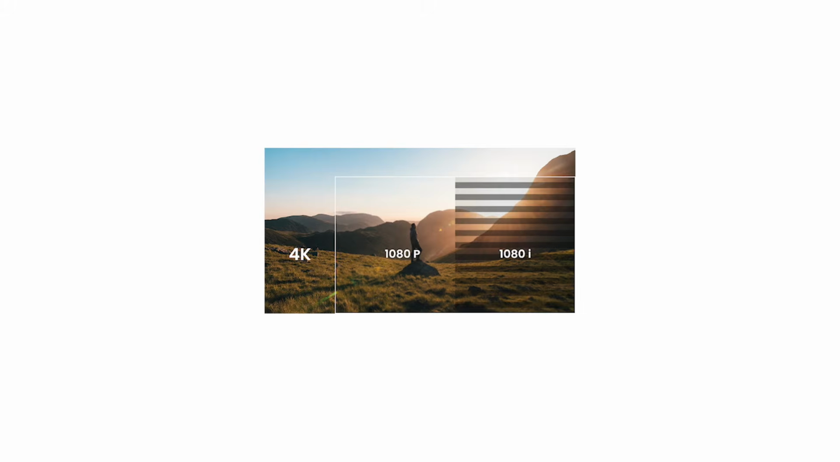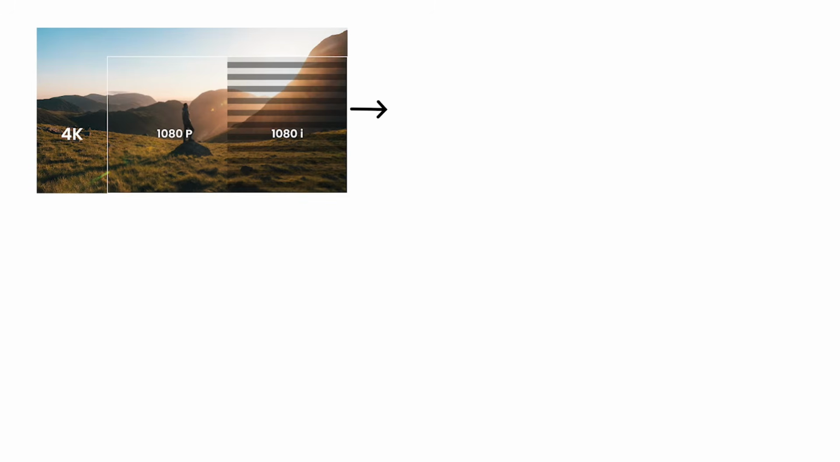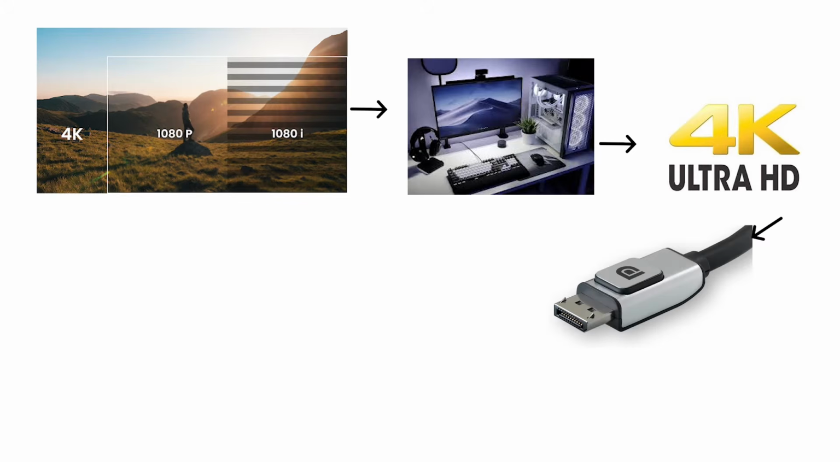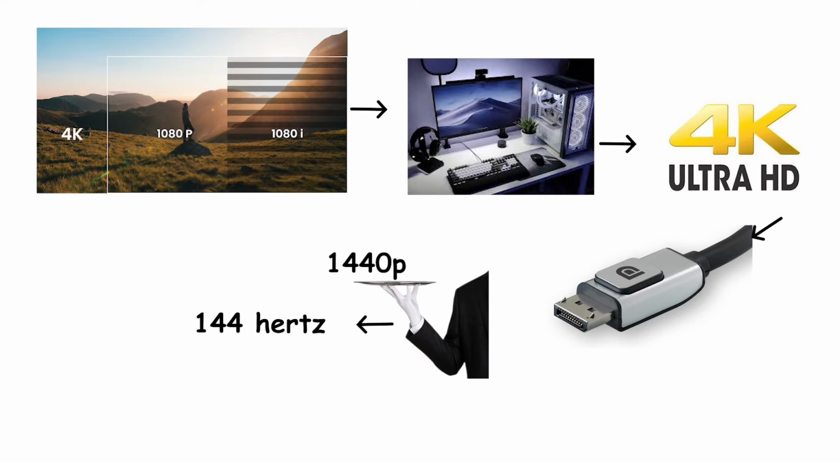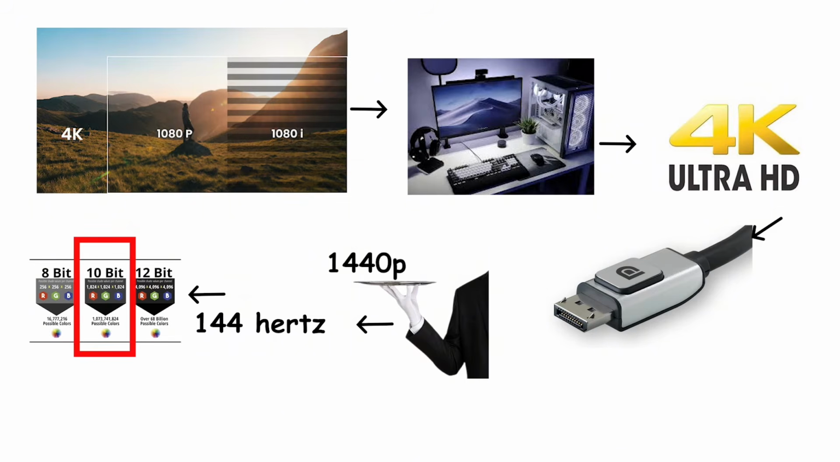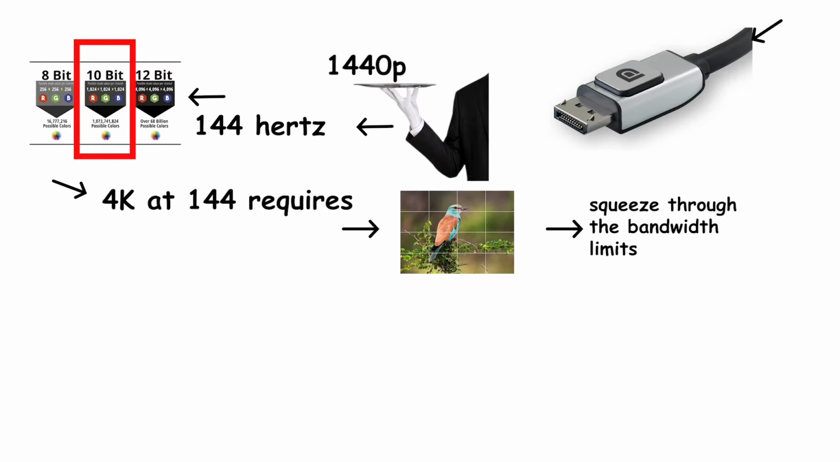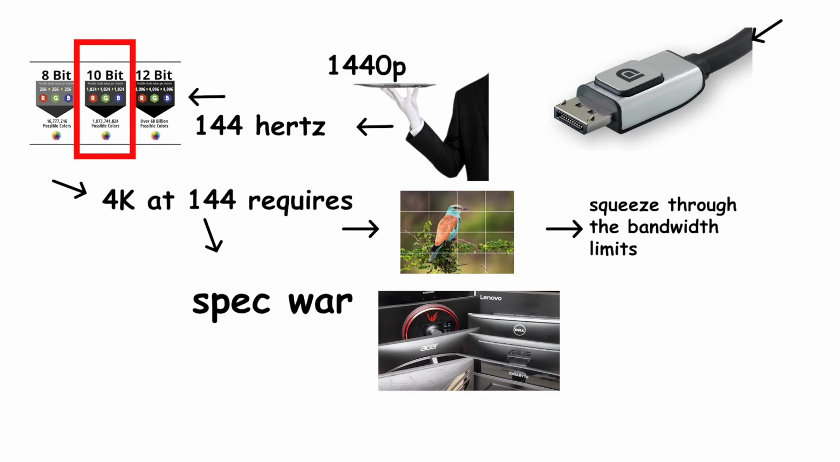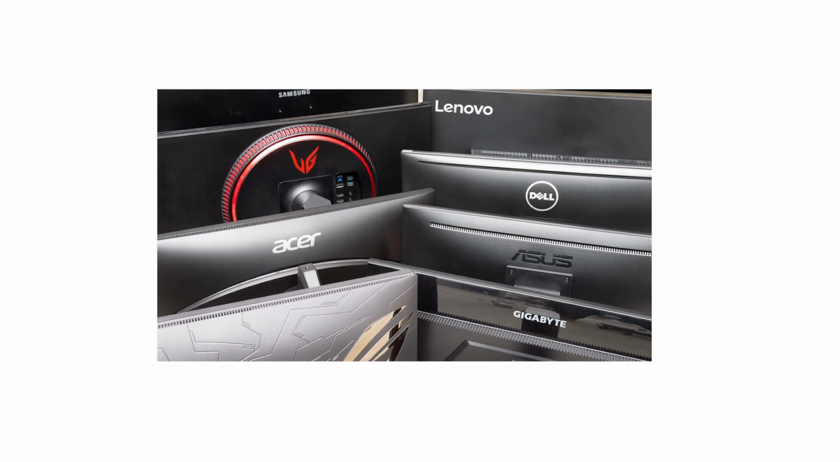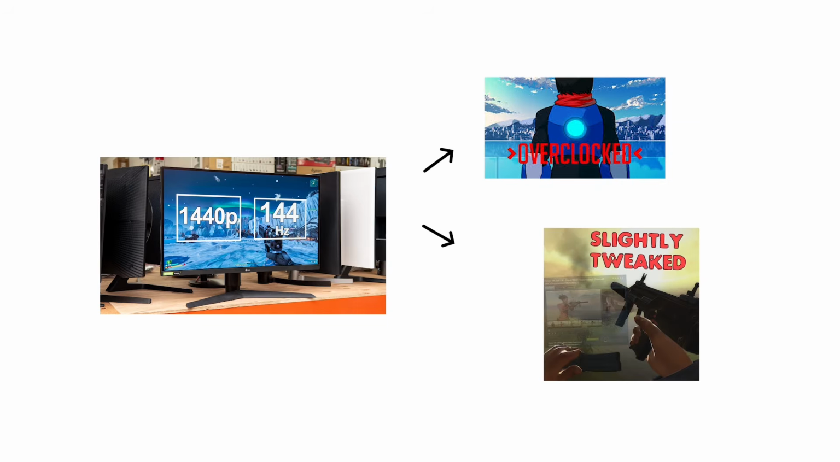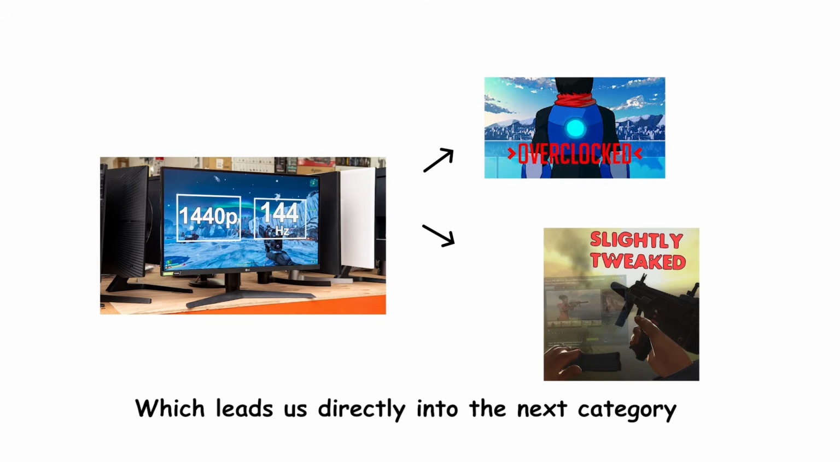1080p for budget builds, 1440p for balanced setups, and even 4K for enthusiasts who have the horsepower. Most modern DisplayPort 1.4 connections can handle 1440p at 144 Hz with 10-bit color, though 4K at 144 requires display stream compression to squeeze through the bandwidth limits. This tier also marked the start of the spec war among gaming monitor makers. Every brand wanted to advertise higher numbers, even if the panel was just overclocked or slightly tweaked, which leads us directly into the next category.